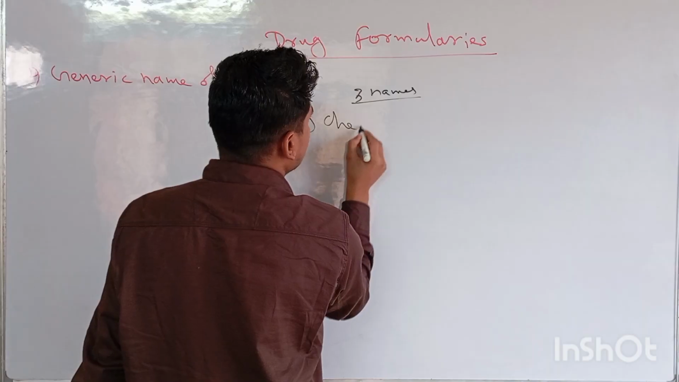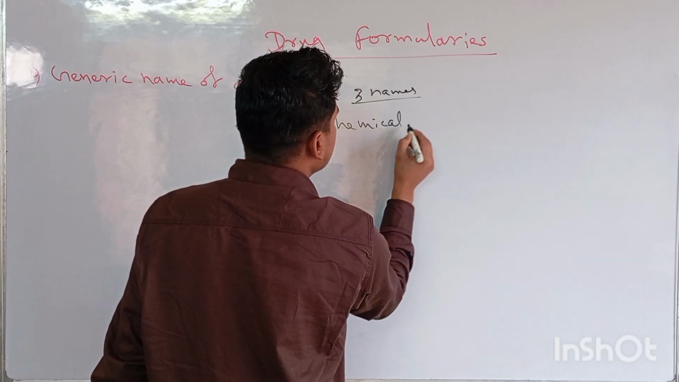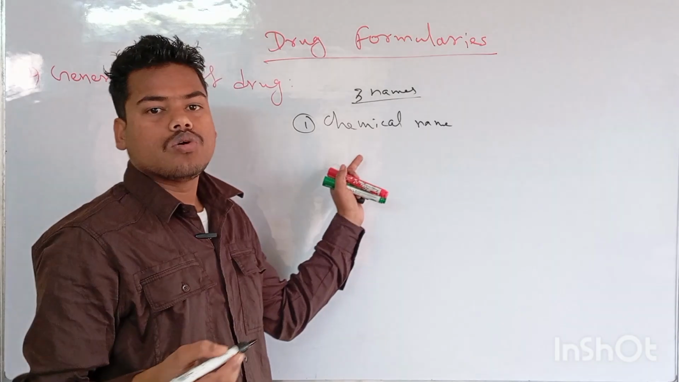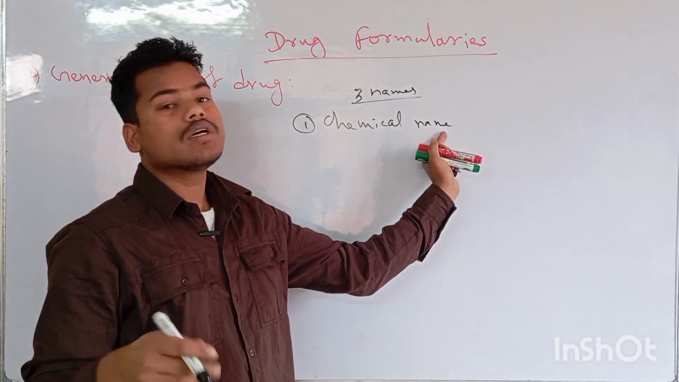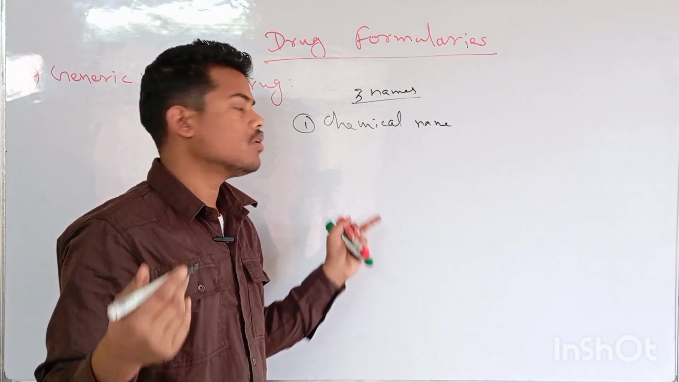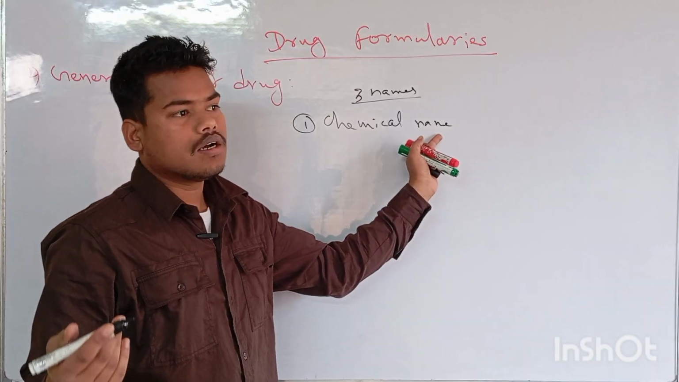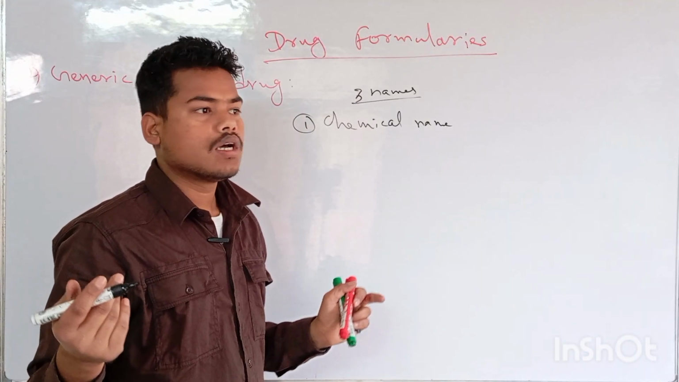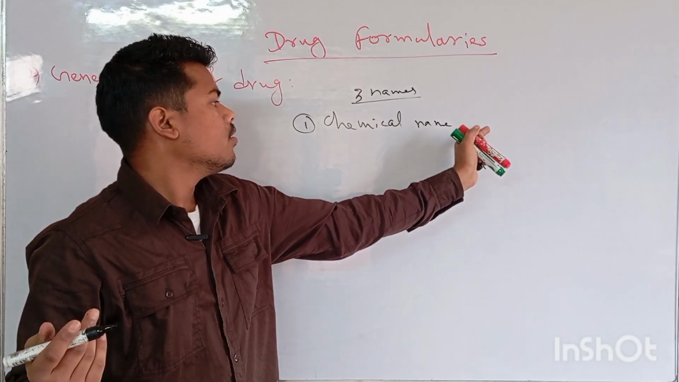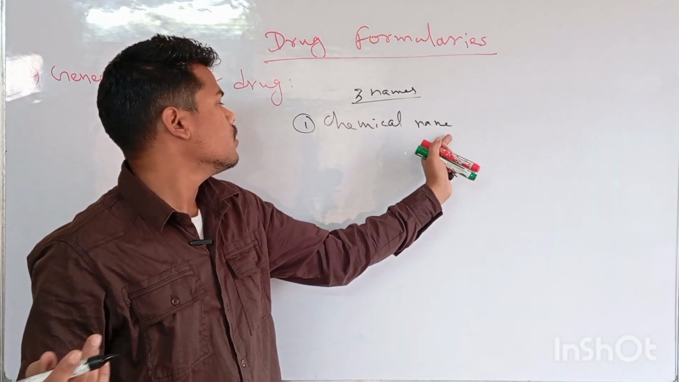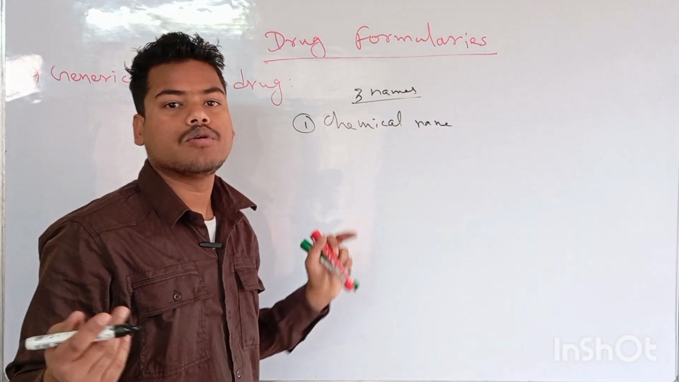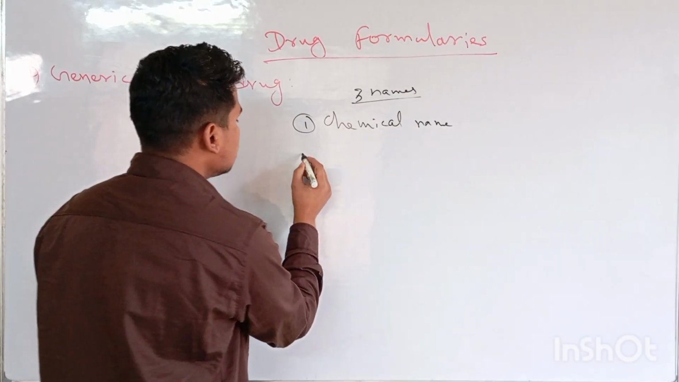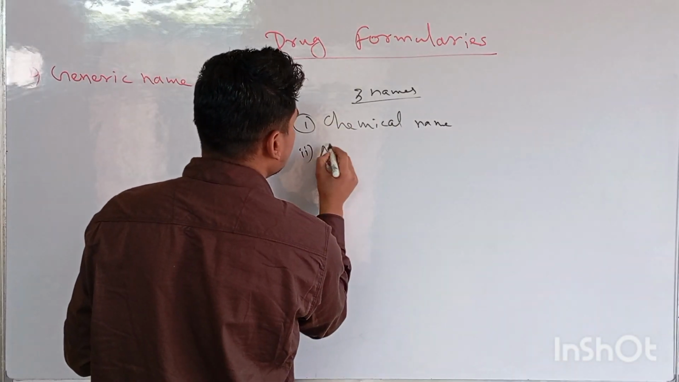First is the chemical name. Chemical name means what the drug is chemically. Most of the time they are complex organic or inorganic molecules, and that will be your chemical name. What chemical it is, that is the chemical name. Now the second is the non proprietary name.